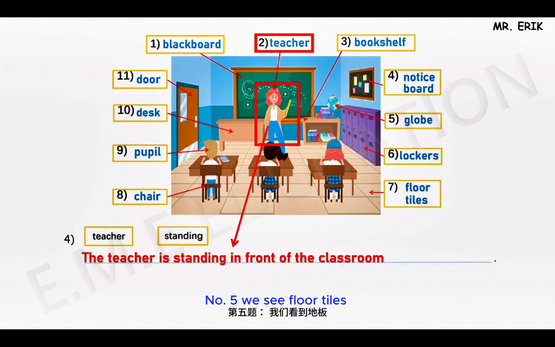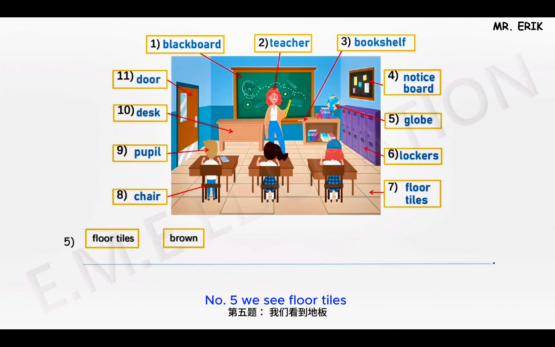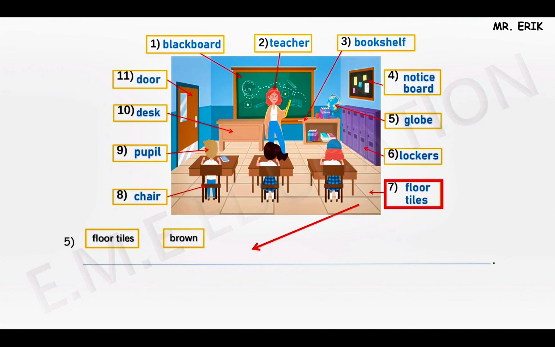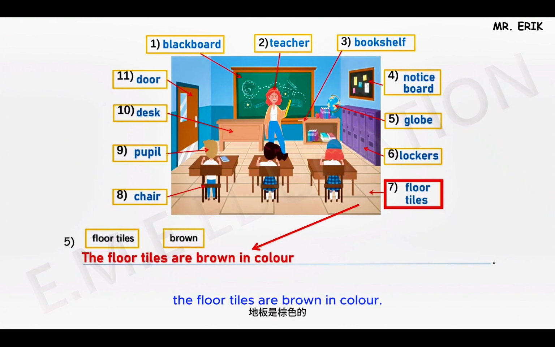Number 5, we see 4 towels. And what color are they? They are brown in color. And we're going to say the 4 towels are brown in color.